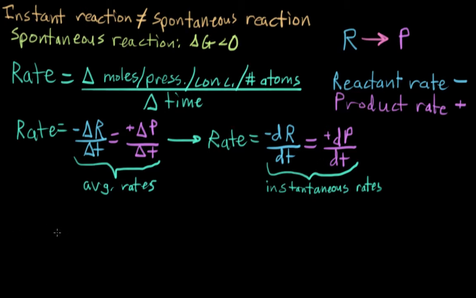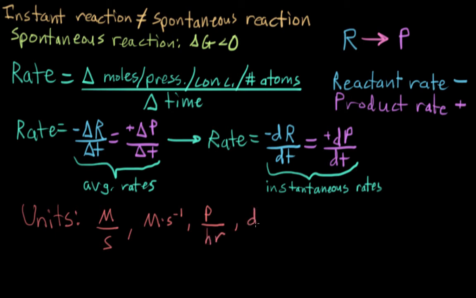And then finally, let's talk about the units that we would find rates in. So as I said, the rate is expressed in the change in moles or pressure or concentration or number of atoms over time. So we might see molarity per second. We might see molarity times second to the -1. We could see the partial pressure of something per hour. Radioactive decay is often in disintegrations per second, which is the same as number of atoms per second.